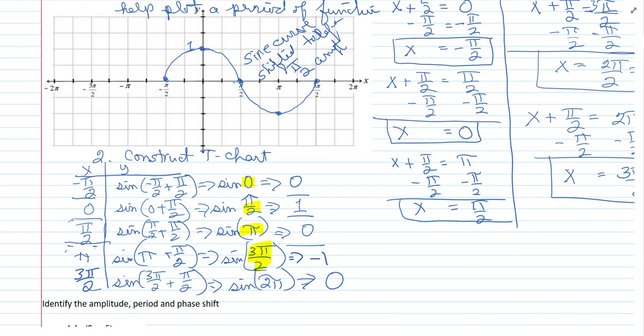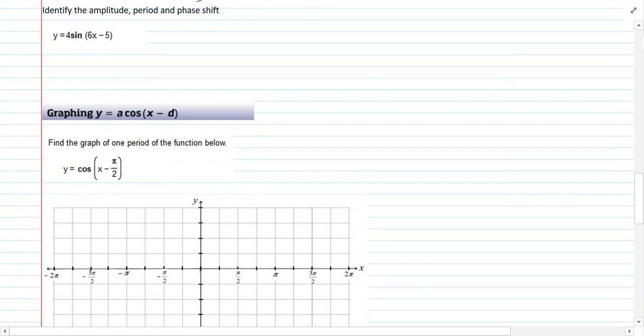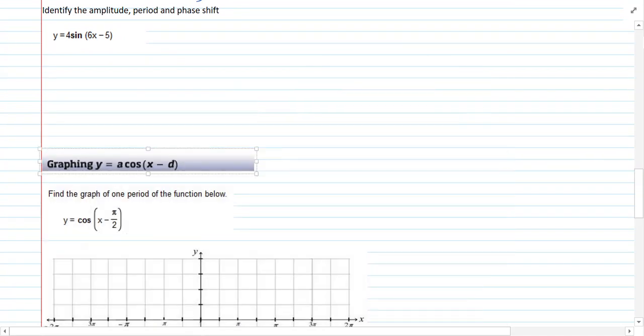Now, let's see what the parent sine would have been. It would be like this. And you can see that it is a shift to the left of that amount. Okay, now they're just asking us to identify from what we know. All right, so what do we know?